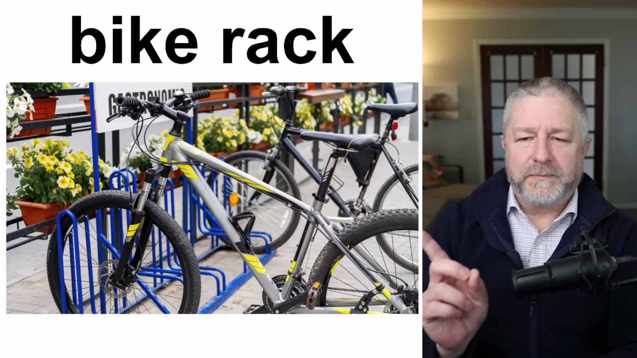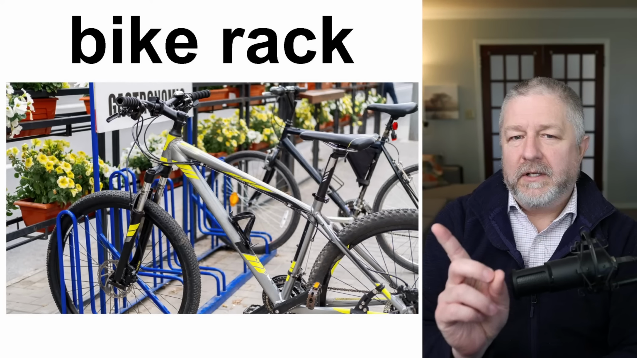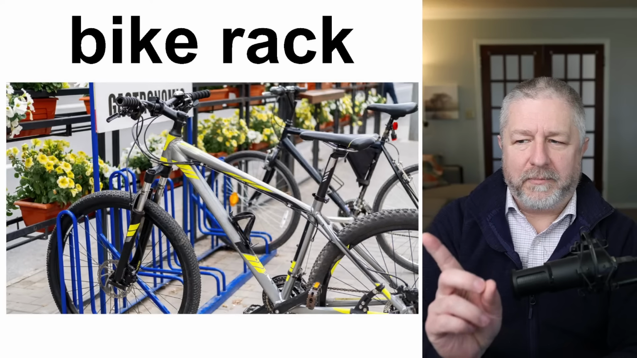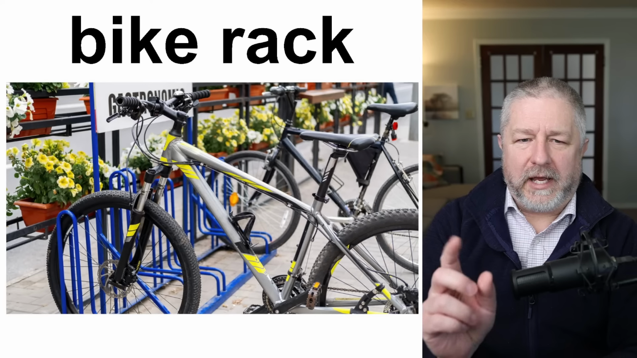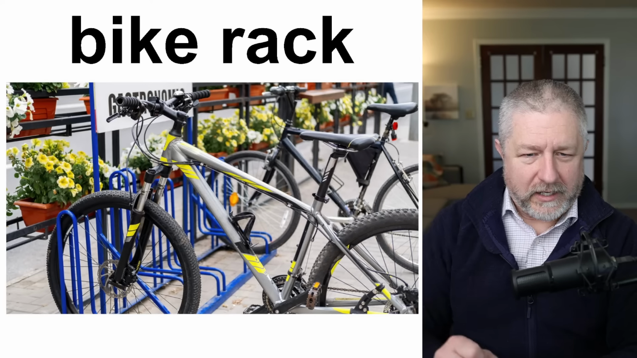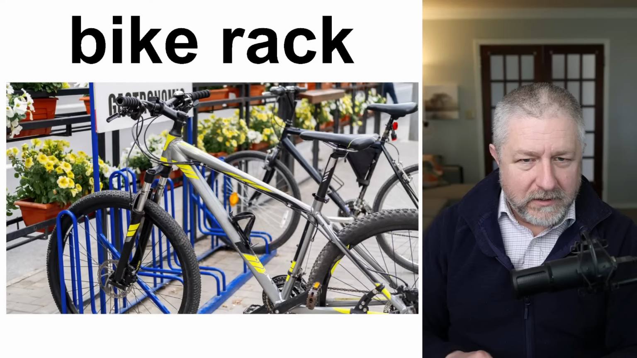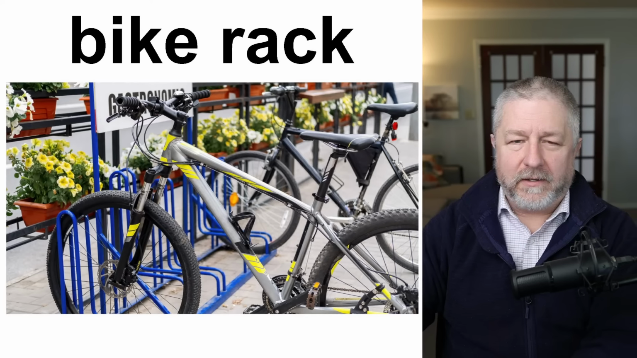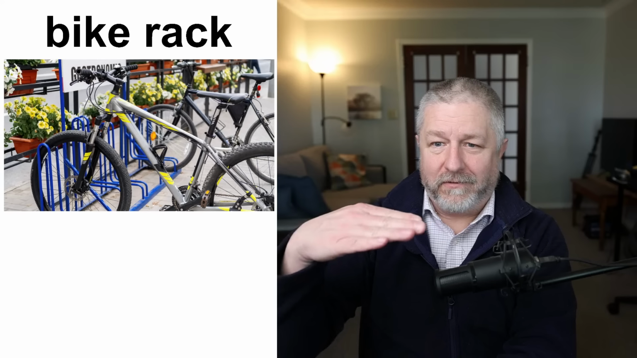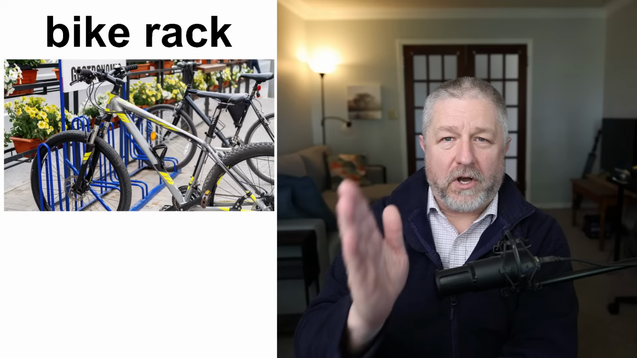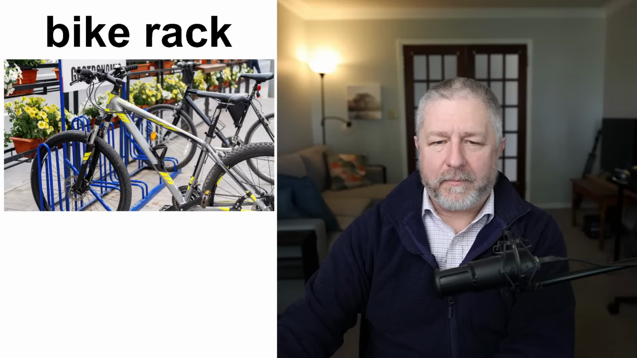And what you can do is you can put the front tire of your bike into the bike rack, and then you can put a lock on it. I don't know if that bike is locked, but you can lock your bike. You can chain your bike to the bike rack so that no one steals it. So bike rack: a place to park your bike so it doesn't fall over, and a place where you can lock your bike or chain your bike up so no one will steal it.